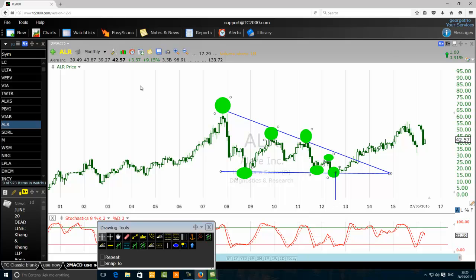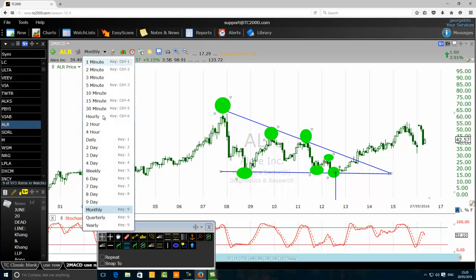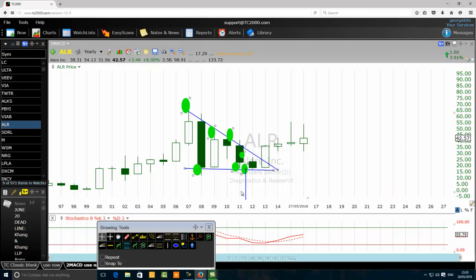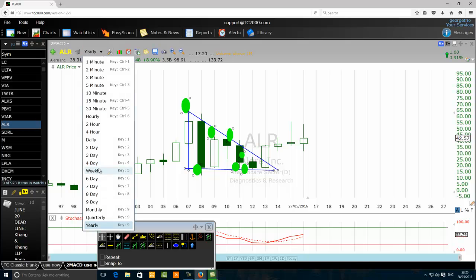You cannot see it on my chart. If I switch to the yearly chart, hopefully you can see it. So they will expect the price to go down as much as the height of that triangle. Are you with me? So if it breaks below this line here, we will project the height of that triangle to the downside.